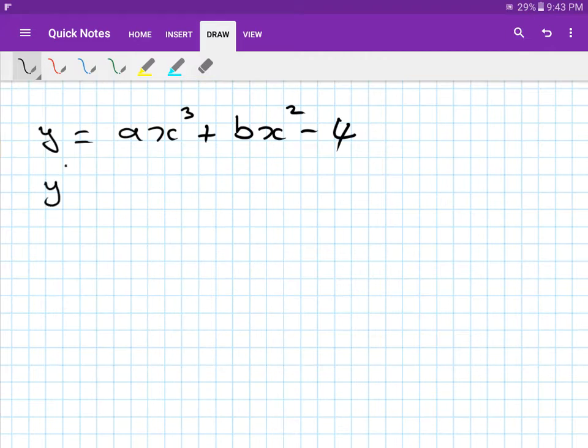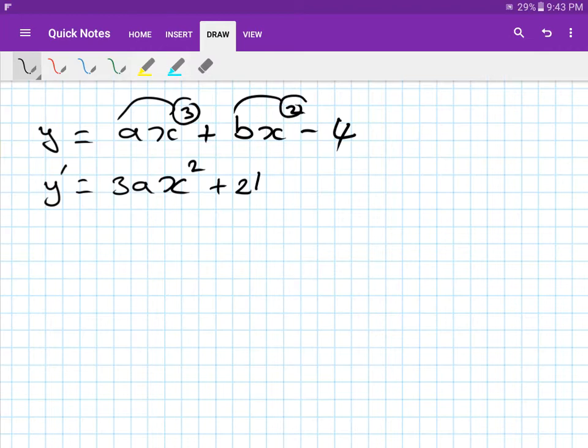So y dash equals: the 3, you bring it down, so that becomes 3 times a, which is 3a. A is just a constant, remember that. So 3ax, and then 3 less 1 is 2, so x squared. The 2 you bring in front, so that gives me 2 times b, which is 2b. Then x, 2 minus 1 is 1, so x to the power 1 is just x. 4, just remember that it's power 0, and 0 times anything is 0, so that's it.